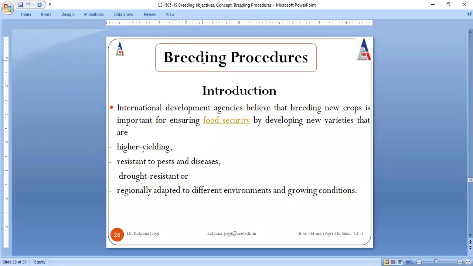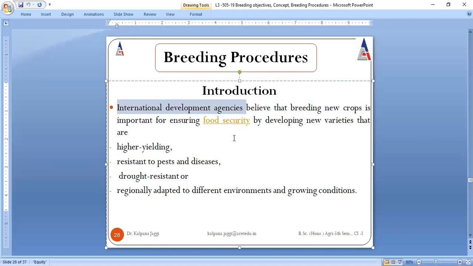Actually, we need to follow the procedure of breeding because agencies also have the trust that if we go for breeding new crops, it is going to ensure food security. Because students, it is very clear that in the coming years the number of individuals is going to increase to a large extent. That means the population rate is going to increase. If we want the individuals of this population to survive, we need to supply them food.